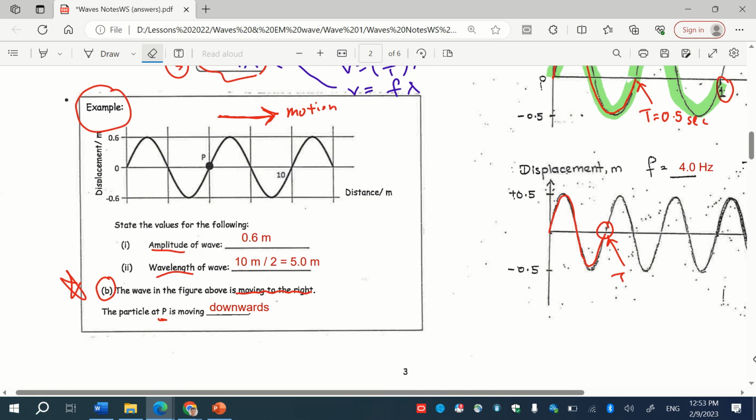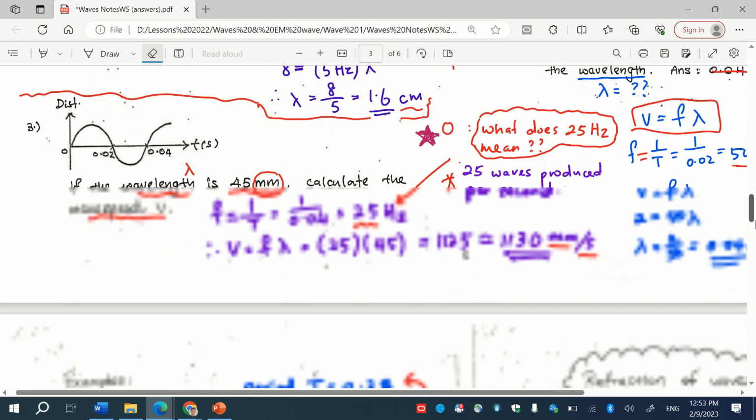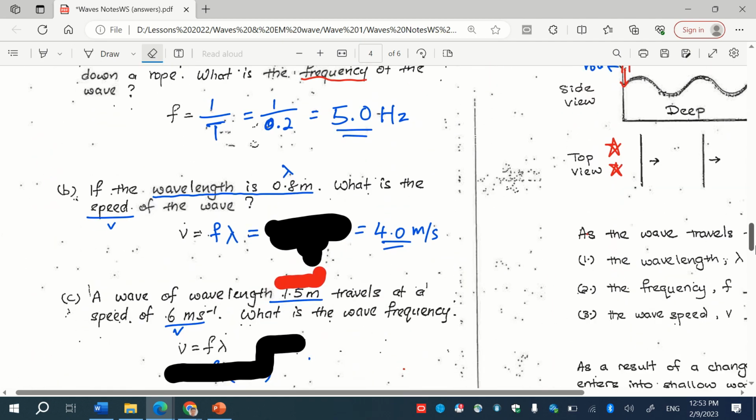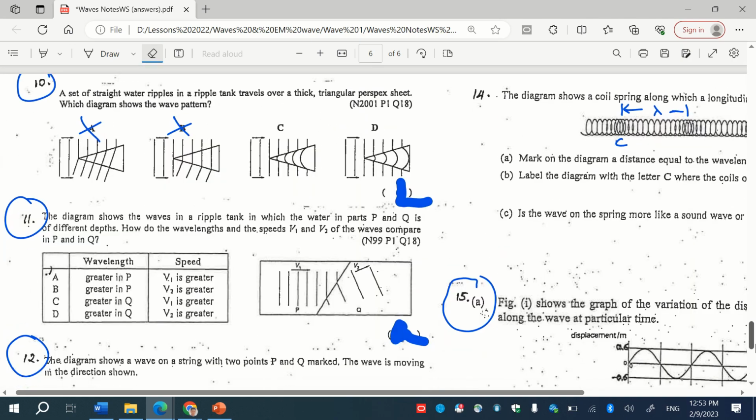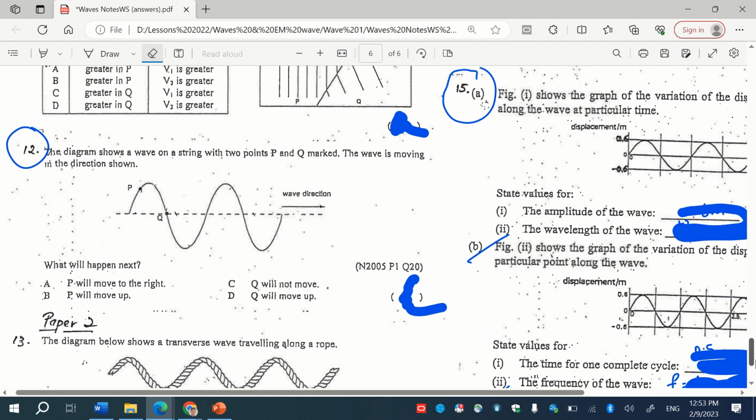Give yourself a practice. There's one question here. The answer also depends on where the particle P is. Question 12. They give you two particles, P and Q, and they tell you something very important: wave direction is towards the right. Exercise the same method just now, then give me the answer. You can pause here. Superimpose your wave slightly to the right the next second and see how P and Q move. Then answer the question.